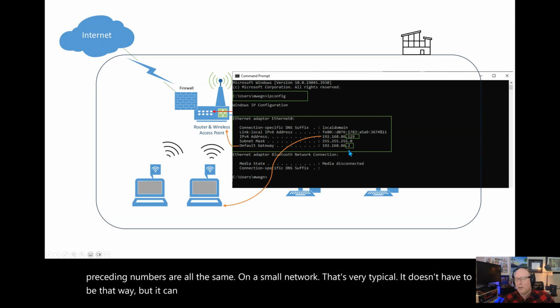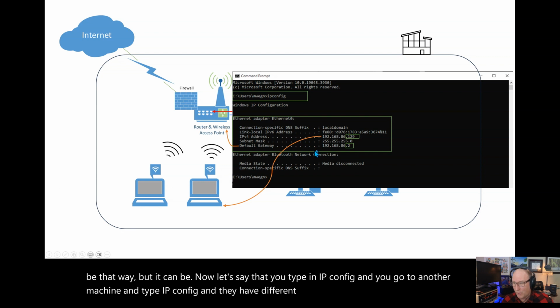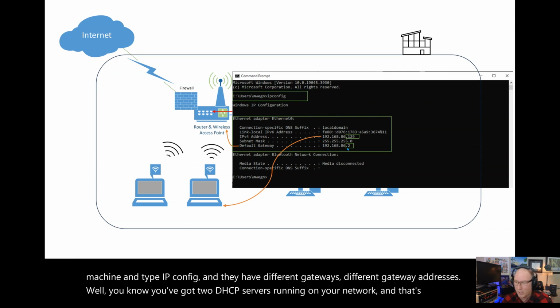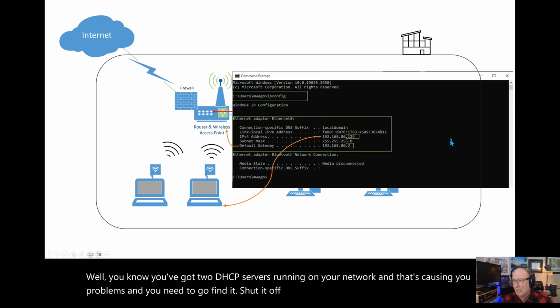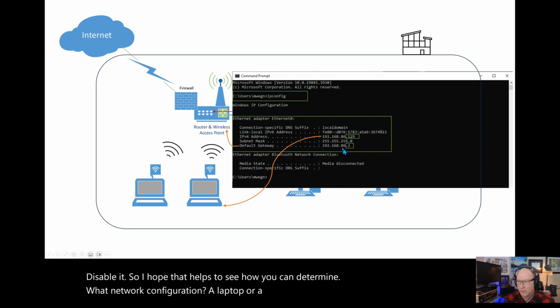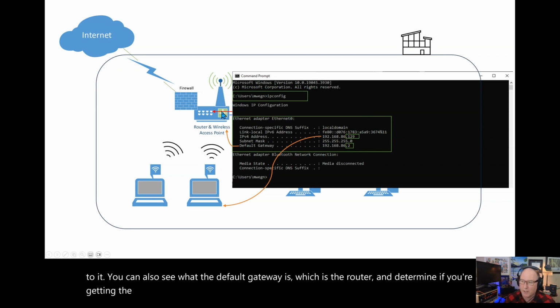Now, let's say that you type in ipconfig and you go to another machine and type ipconfig, and they have different gateways, different gateway addresses. Well, you've got 2 DHCP servers running on your network, and that's causing you problems, and you need to go find it and shut it off or disable it. So I hope that helps to see how you can determine what network configuration a laptop or a desktop has. You can see which address is assigned to it. You can also see what the default gateway is, which is the router, and determine if you're getting the correct IP address so that you can get out to the internet.